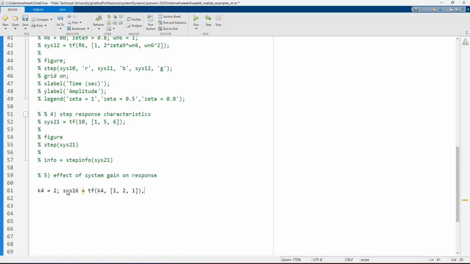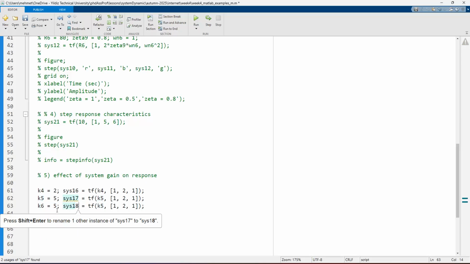Okay, these are the first system, and in the second system, K5 equals 5, this is 17, and this is the 5. Okay, and also 6, 18, and we can assign the 10, and this is equal to K6.